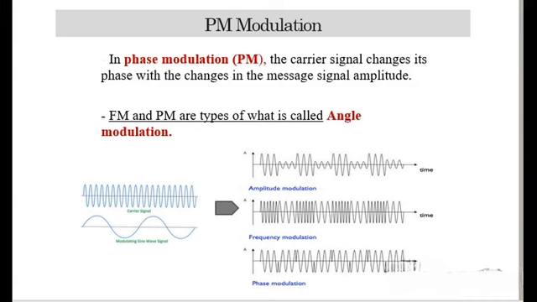The disadvantage: low noise immunity. PM has less noise immunity than FM. It is because the frequency is less affected by external disturbances than phase. Hence, PM has lower noise immunity than FM.